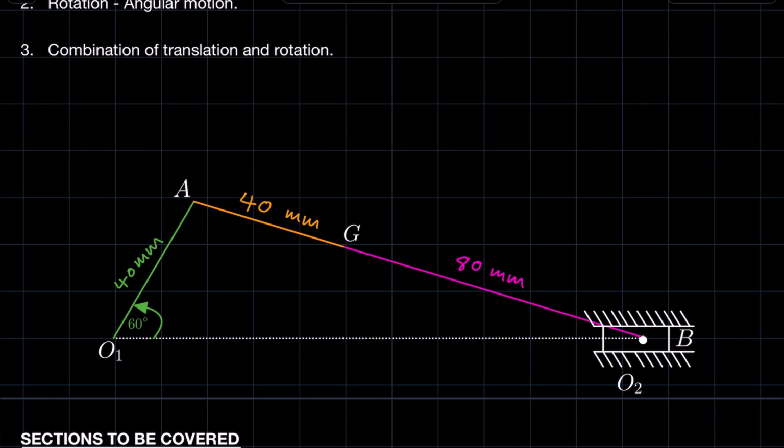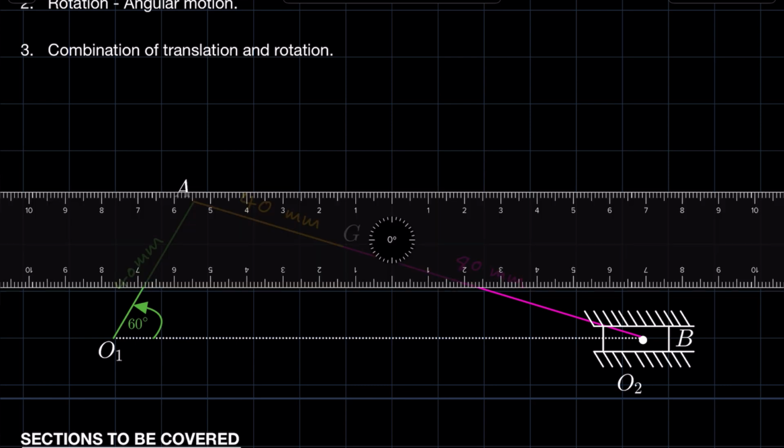Seeing that we've established that the tangential velocity will be perpendicular to the radius of the rotating body, and the radius of each link is its length, to get, for instance, the tangential velocity of the crank OA, we would have to draw a line that is perpendicular to the link OA.